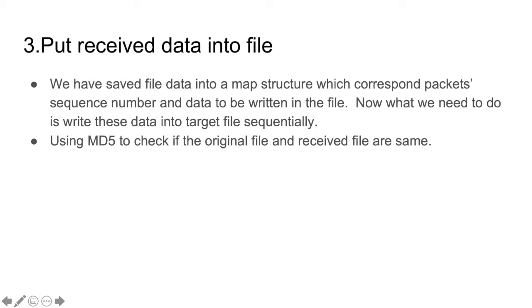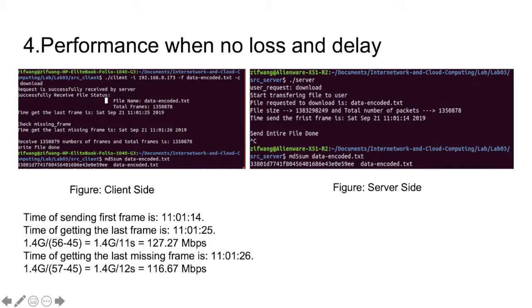After all the send and receive process finishes, we will put the received data into a file. We have saved the file data into a map structure which maps packet sequence numbers to the data to be written in the file. Now what we need to do is write this data into the target file sequentially. After that, we will use an empty file to check if the original file and the received file are the same. Here are some results we have got.